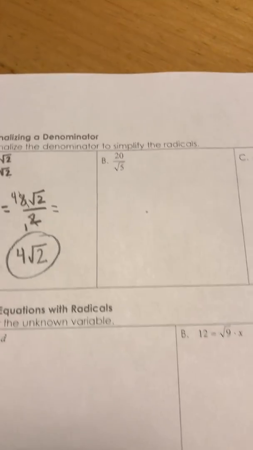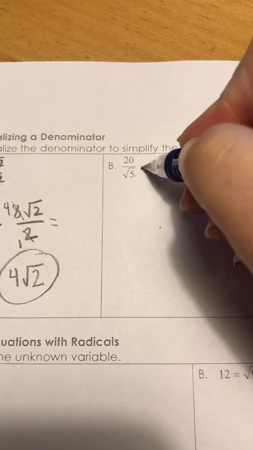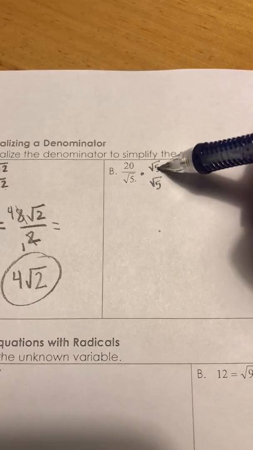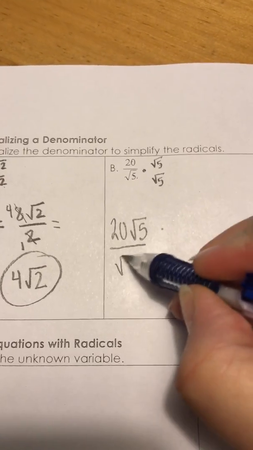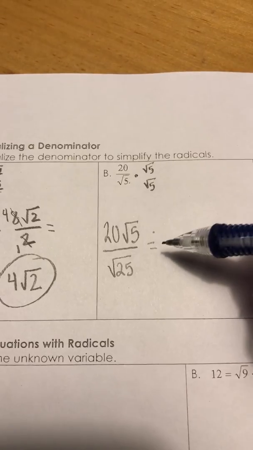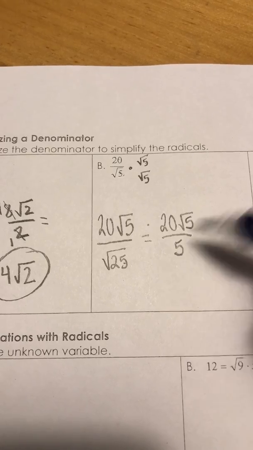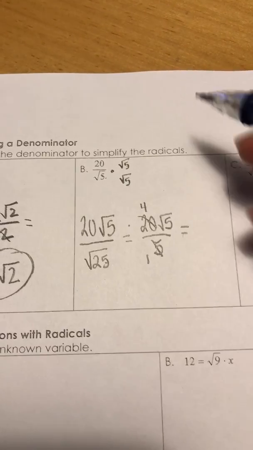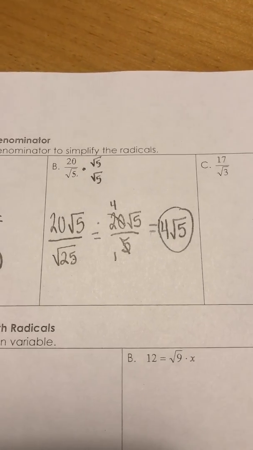Let's do it one more time. So in part B, we have a square root of 5. Can't have the irrational number. So I'm going to multiply by square root of 5. 20 times the square root of 5. And 5 times 5, 25. This becomes 5. This reduces to 4. And we would have 4 radical 5. You could try C, check it online.